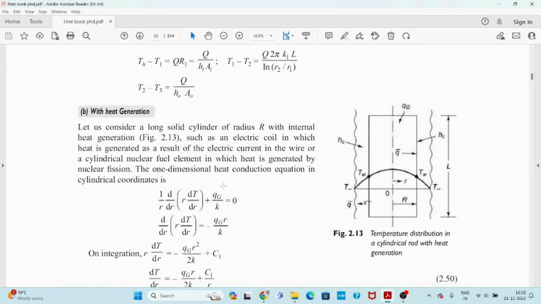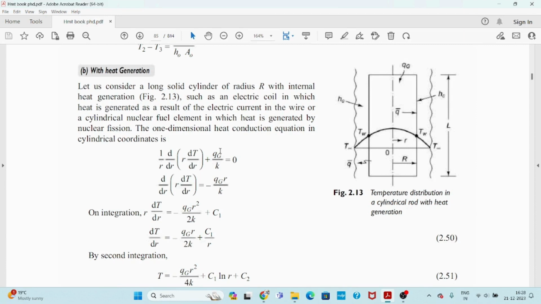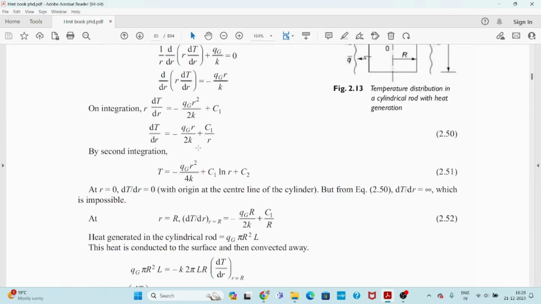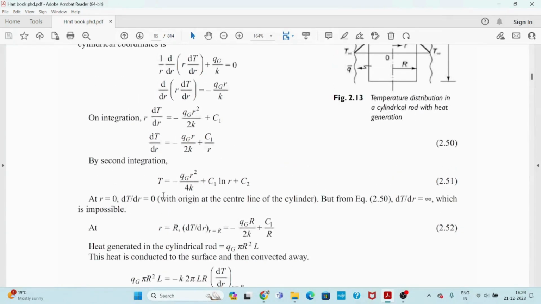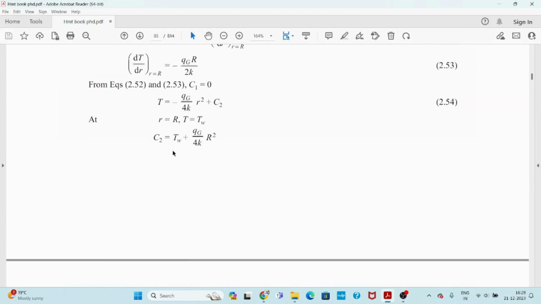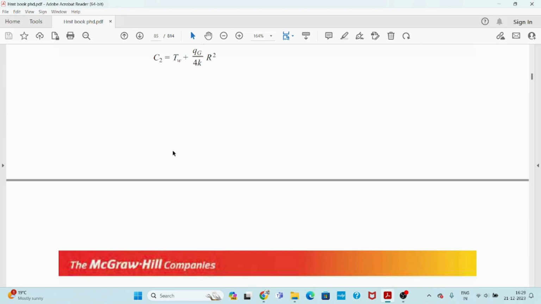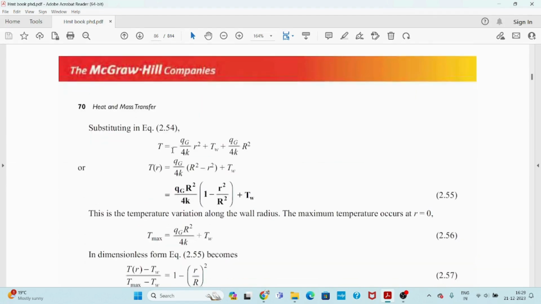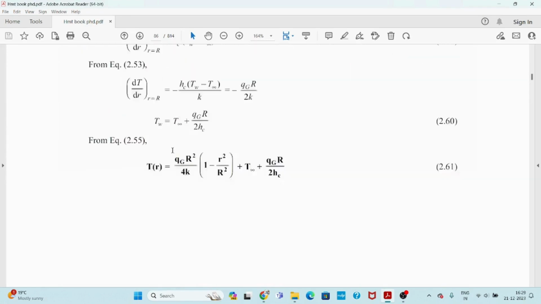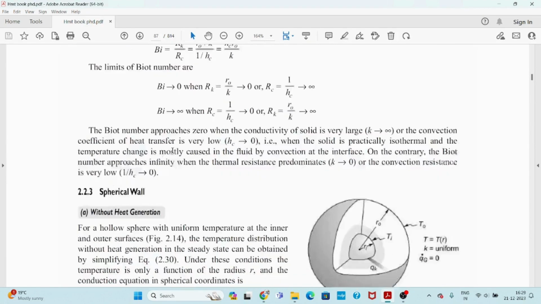In case of heat generation, this is the basic equation, q by k. From here you can find the variation of temperature by integrating and applying the boundary condition, at r equal to 0, dT by dr is equal to 0. So what you have to do is remember the fundamental equation in the three cases: plane wall, cylinder and sphere. When you remember that equation, you can solve all the things easily.